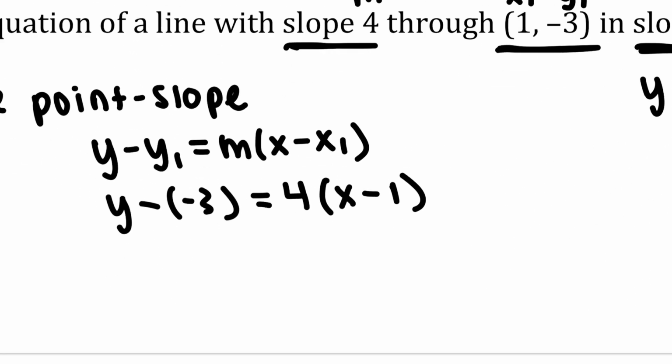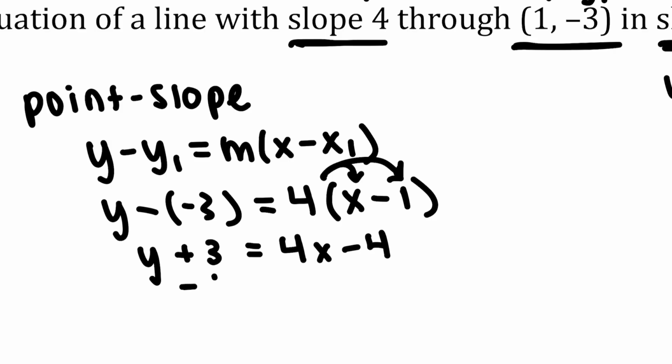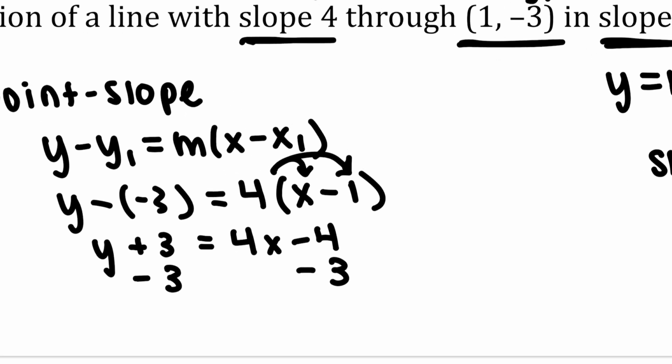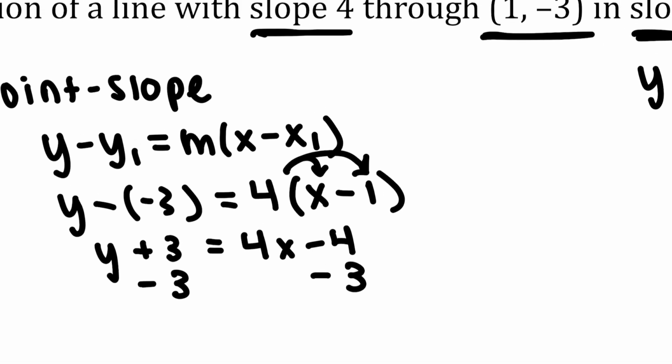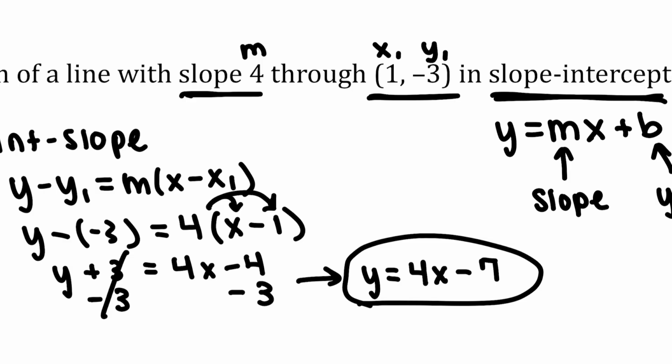So we have y plus 3 is equal to 4 times x, which is 4x, and 4 times -1, which is -4. Then we subtract 3 from both sides because we want y by itself, in y equals mx plus b format. When we simplify, we end up with y equals 4x minus 7, and that is in slope-intercept form.